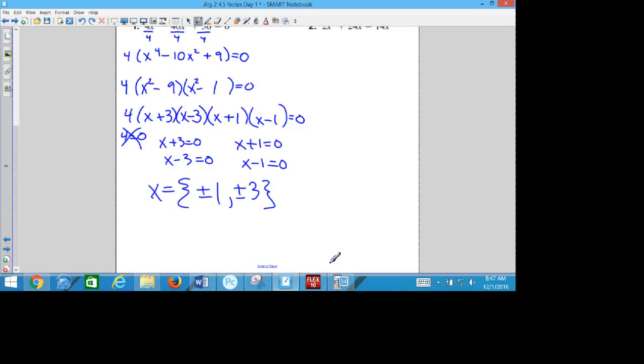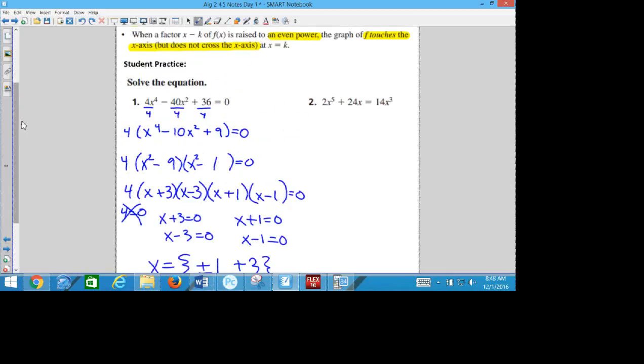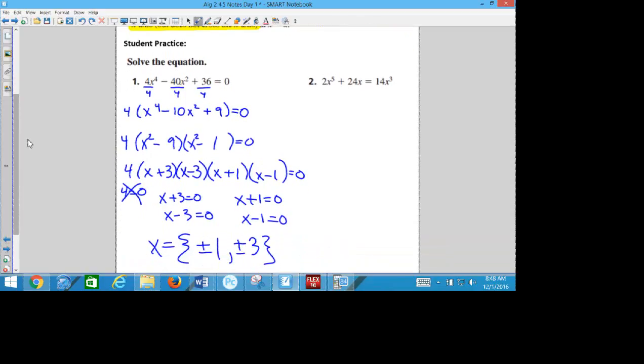So what does a degree of 4, the original question, look like? Okay, so is it going to be negative? Is it going to, no, it's positive. So it's going to open up.